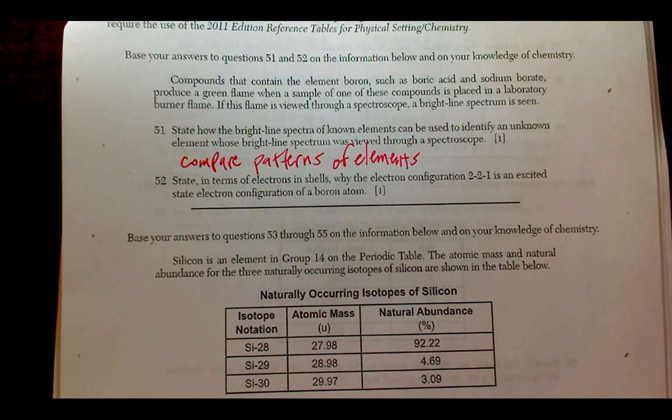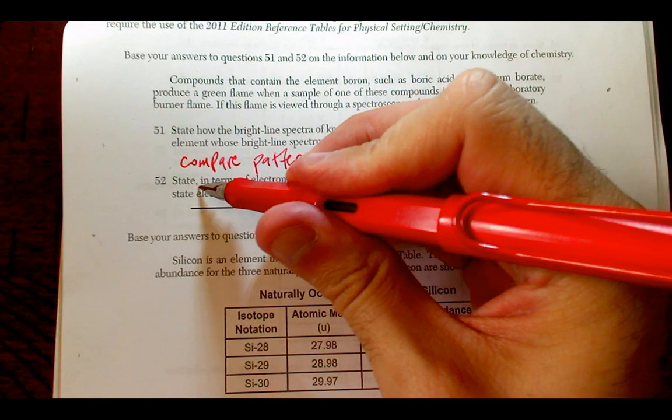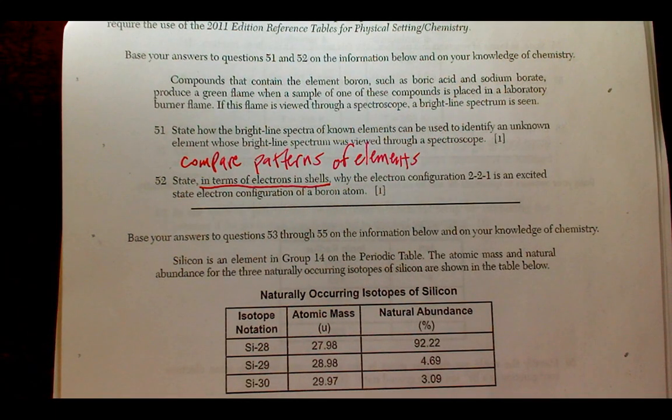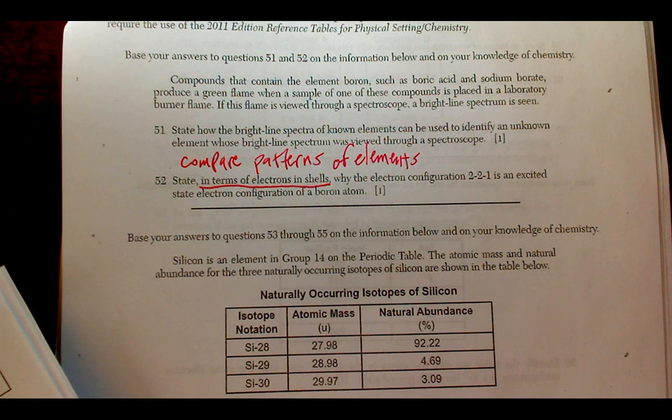52. State in terms of electrons in shells. So much like we saw in class last week, in terms of electrons in shells. The shells are the rings, the energy levels. So we need to make sure we mention the electrons in those energy levels in those shells in our answer. State in terms of electrons in shells why the electron configuration 2-2-1 is an excited state electron configuration of a boron atom. Well, we need to know what excited state means, what ground state means. Remember, the excited state is where the electrons that are normally there just kind of jump out of order. They move around a little bit.